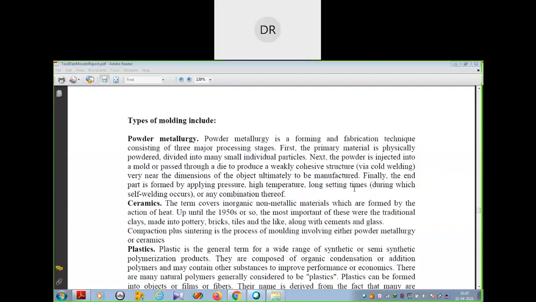Next one is ceramics. The term ceramics covers all the inorganic non-metallic materials, which are generally formed by the action of heat. Up to the 1950s or so, the most important of these were traditional clays made into pottery, bricks, tiles, and the like, along with cements and glass. So compaction plus sintering is the molding process involving either powder metallurgy or ceramics.